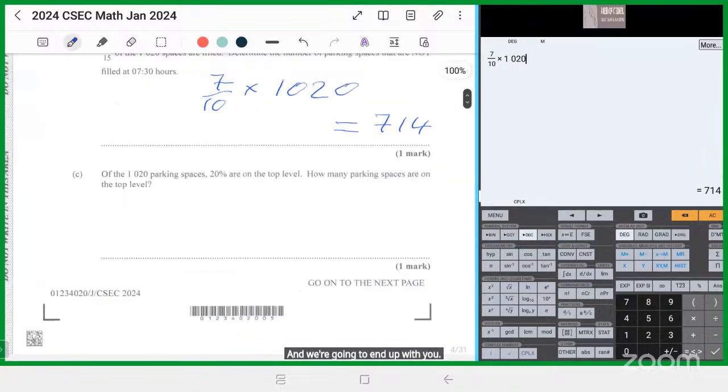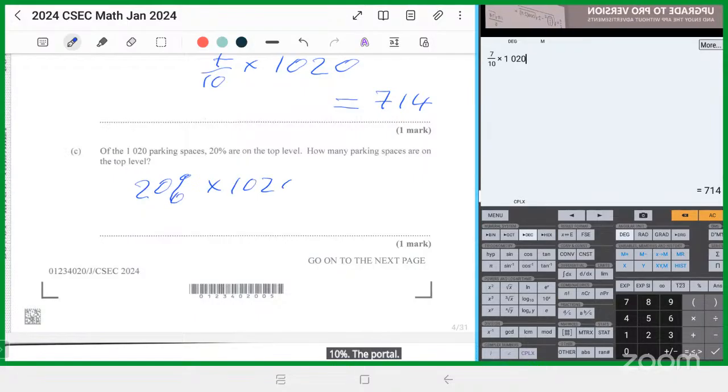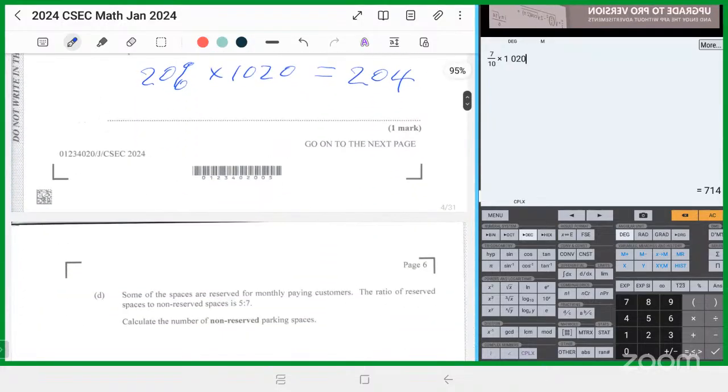All right. This one says of the 1,020 parking spaces, 20% are on the top level. How many parking spaces are on the top level? 20%. So this is 20% of the total. And that becomes 204. Percentage, 204. 10% is this, 20% is twice that. 204. That's done. Right. Next question.